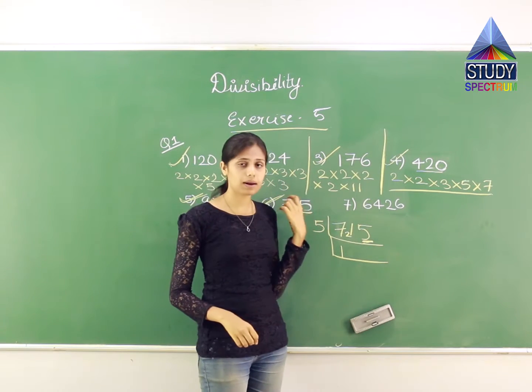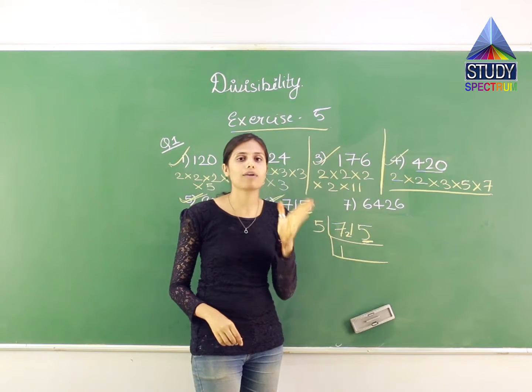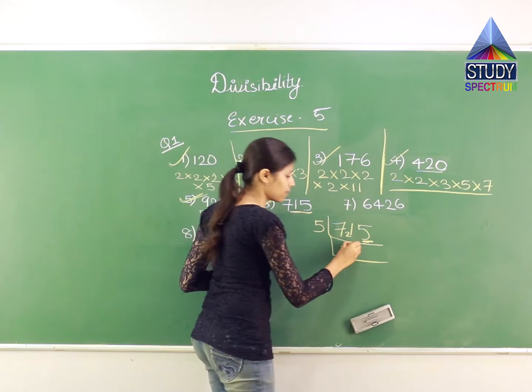So 5 times such a number that gives me a number closer to 21. So 5 4s are 20. 5 4s are 20, which is closer to 21. So I can say 4.